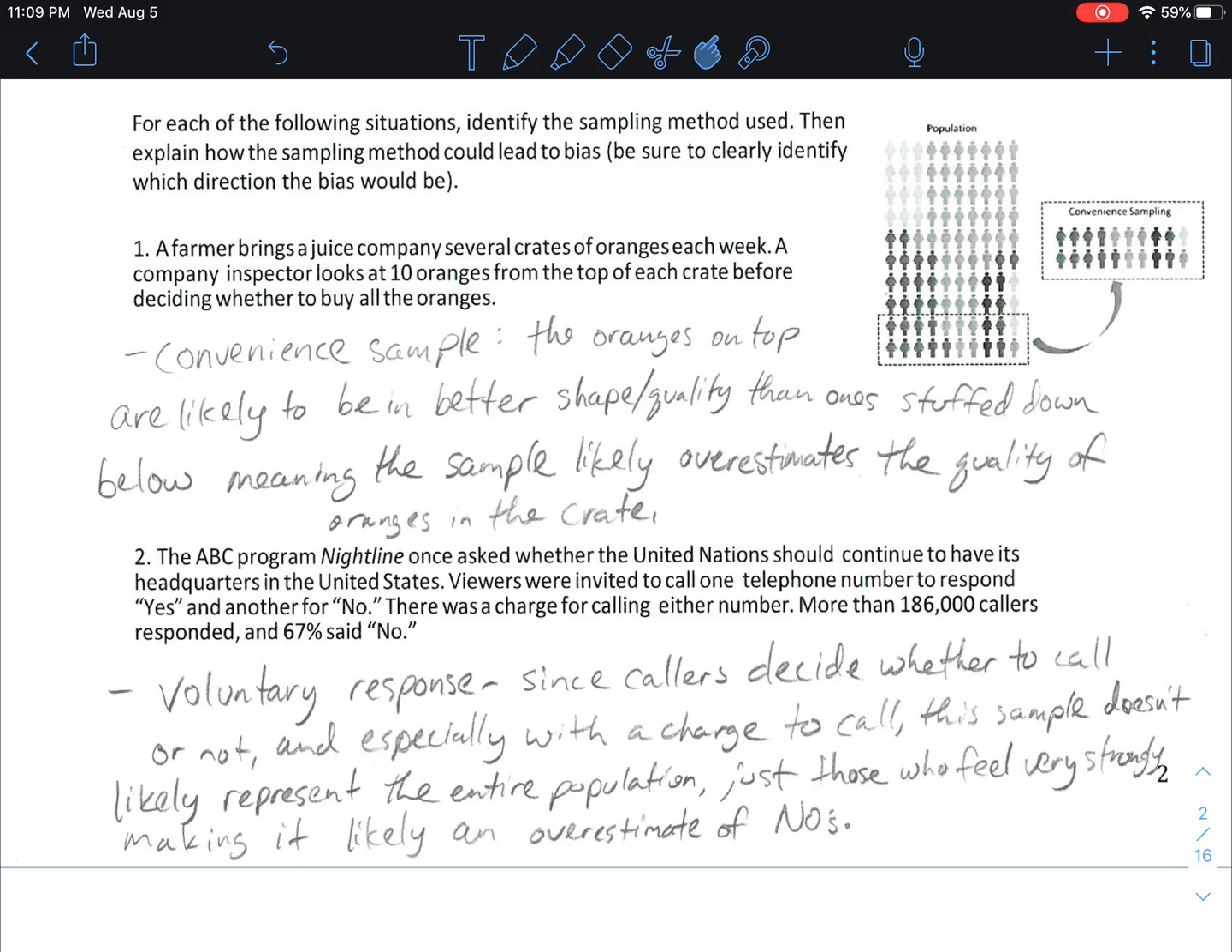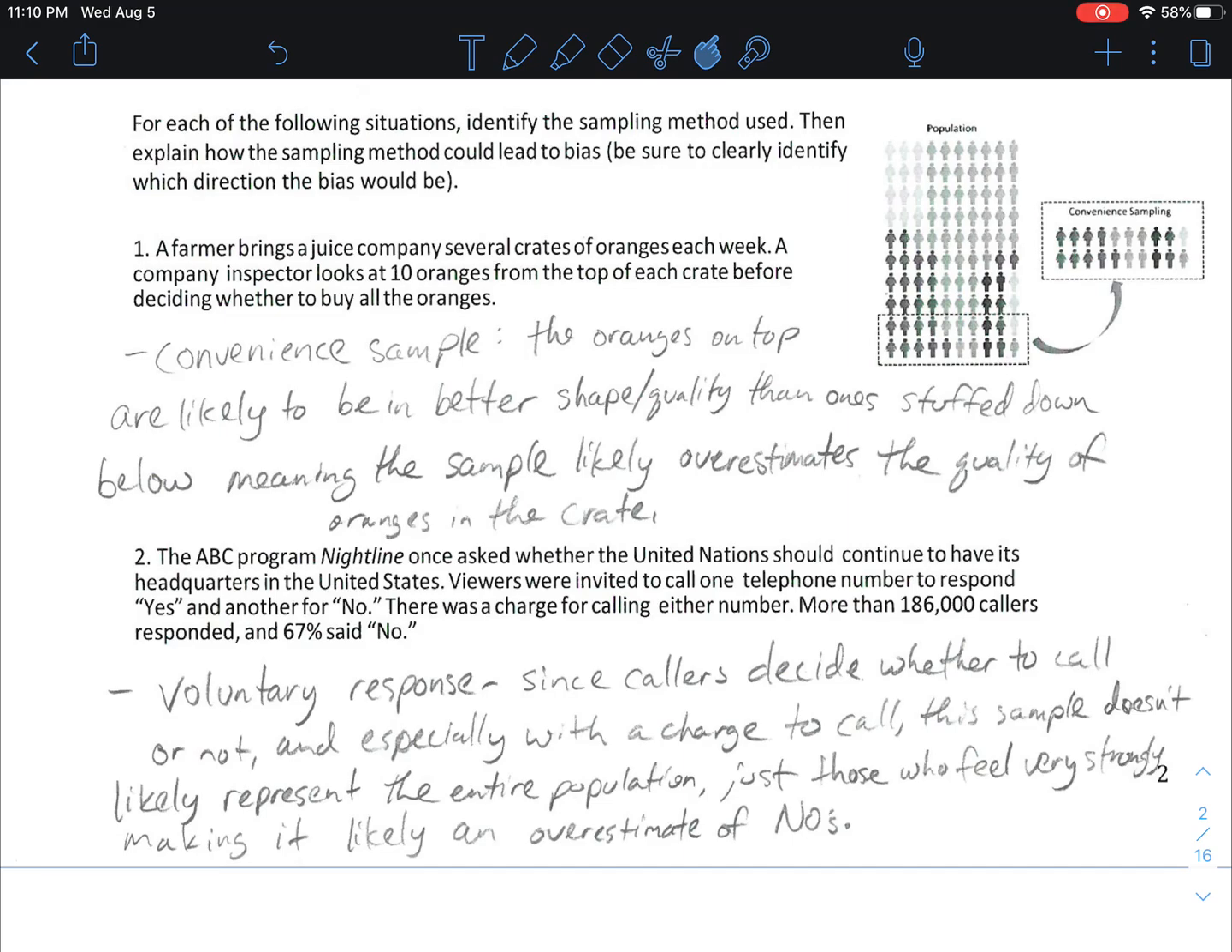So this is called a convenience sample. Why? He just took the first 10 that he saw on top, right? He didn't dig down. He didn't sort them out and number them out or anything like that. He just took the first 10 he saw. That's a convenience sample, okay? Typically, convenience samples will lead to bias. Here's why in this case it leads to bias, and in which direction.